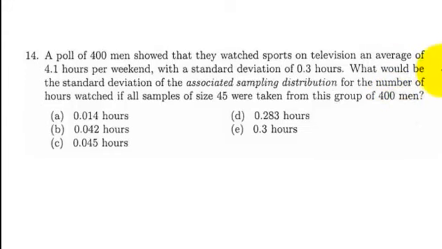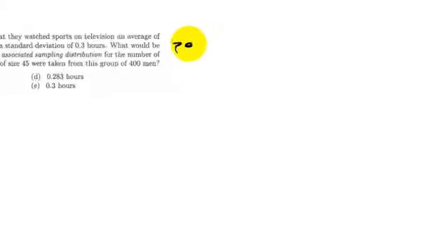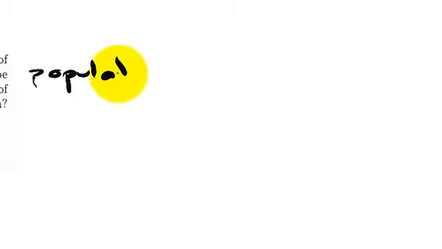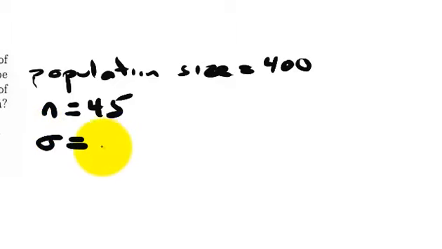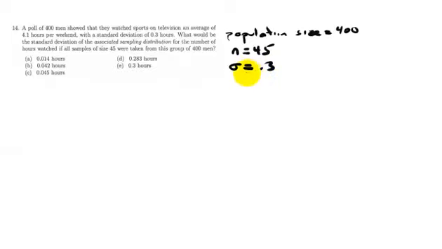Now, I'm not sure if it's clear, and we will make sure that it's clear on your final exam, but the population size is 400. And what else do we have? We have a sample size of little n, which is 45. We have a standard deviation of 0.3. And that's all we need.